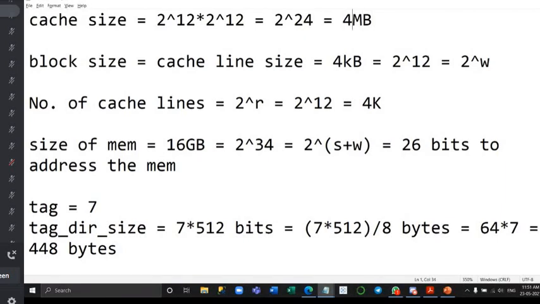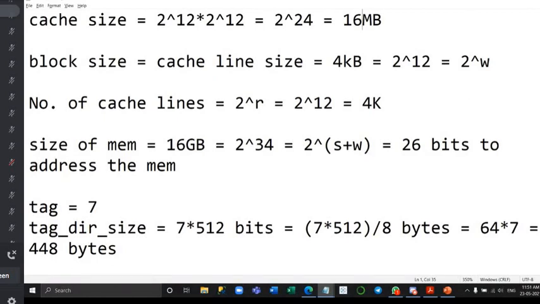Oh, sorry, not 4 megabytes, 16 megabytes. 2 to the power 22 is 4 megabytes, so 2 to the power 24 is 16 megabytes. I hope that is clear. Yeah, makes sense. Thank you.